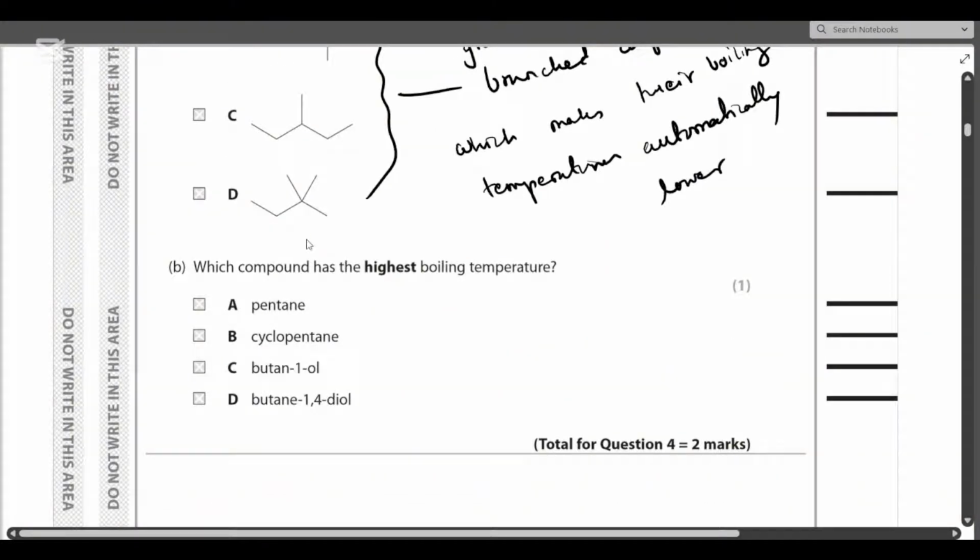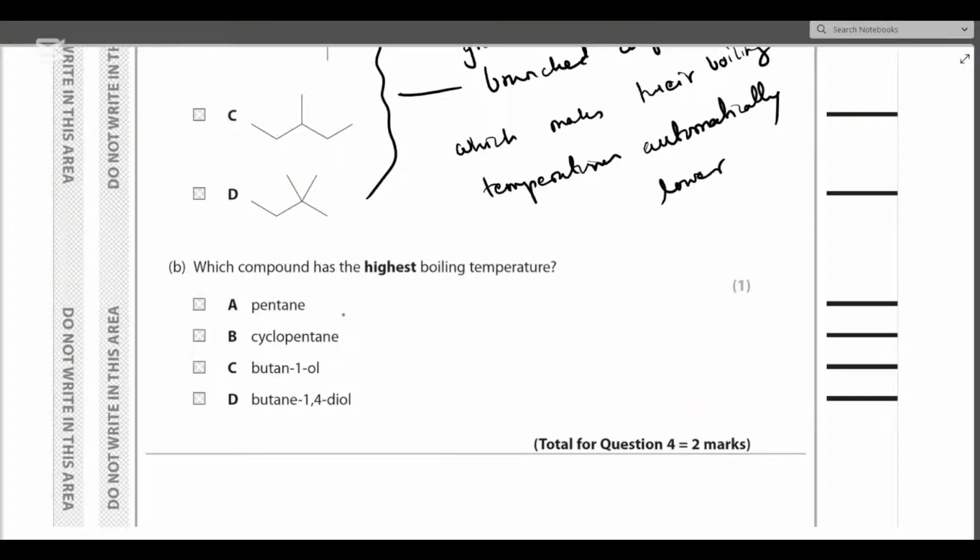Moving on, you have which compound has the highest boiling temperature. Again, in this case, we need to talk about intermolecular forces. For pentane, only London forces are involved, so that's not correct. London forces, or van der Waals forces, are the lowest form of intermolecular force of attraction since they're weak in strength. Cyclopentane is also held by London forces. This leaves us butanol and butanediol.